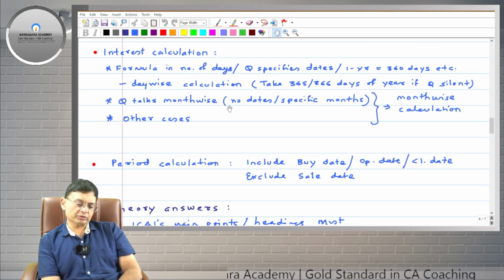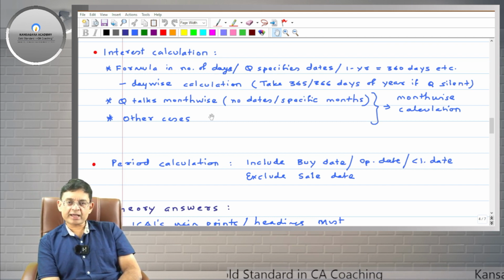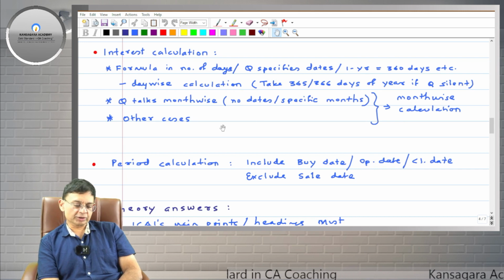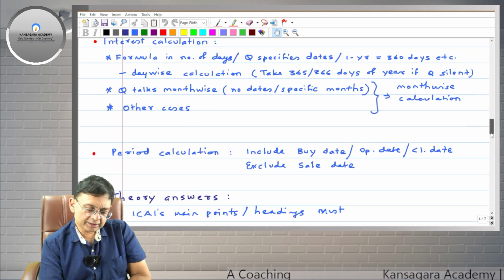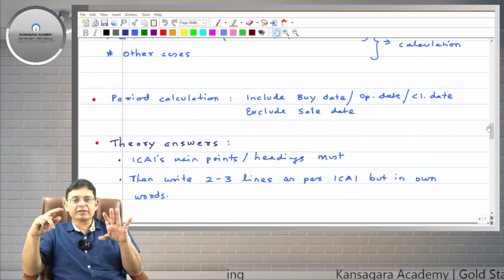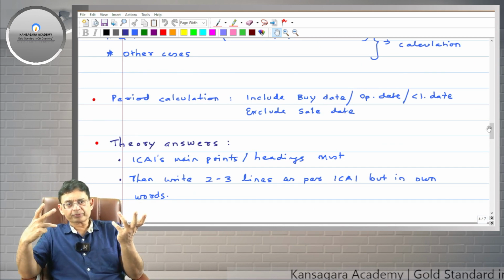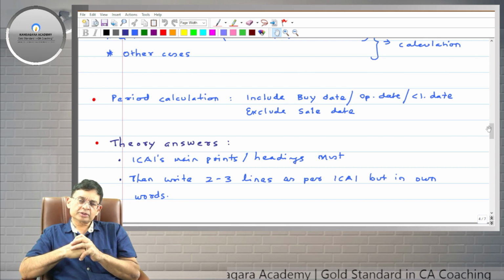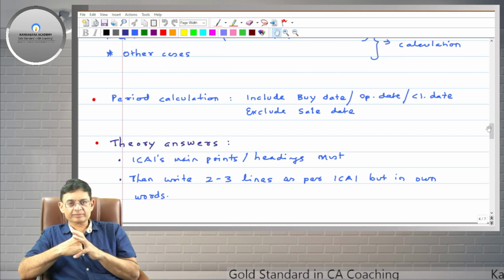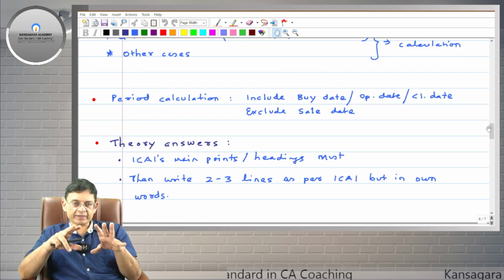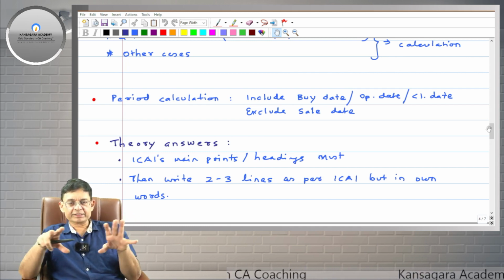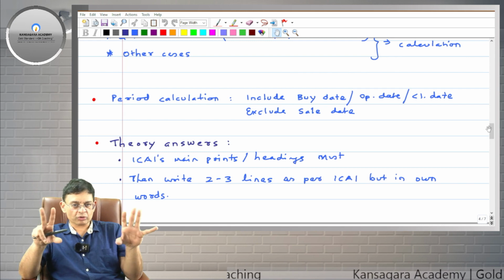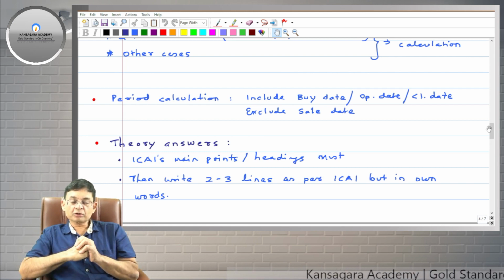So in that case, students, you should do month-wise calculation. If the question is silent, then also you should do the month-wise calculation. And in some specific sums, there are some issues which you may have to keep in mind. But it is better that we discuss them along with solving sums in our regular batch. So here we are discussing only general things which are applicable by and large to the whole paper.